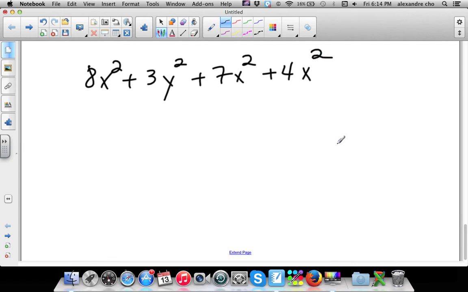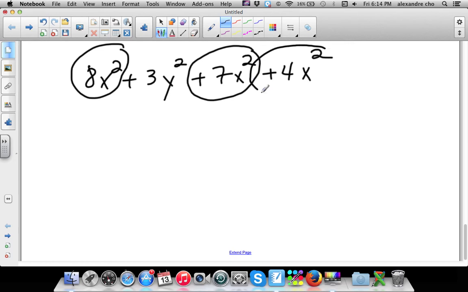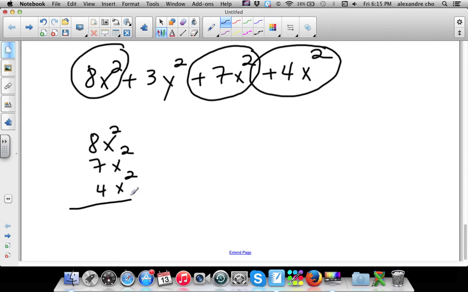Okay, so like terms. There's an x squared here. This is also an x squared, and now I'm including the sign. And this is also an x squared, and I'm also including the sign. So we have three terms that are like. You have 8x squared, which you're adding to 7x squared, and which you're adding to 4x squared. If you add these three terms up, you get x squared. 8 plus 7 is 15, plus 4 is 19, so you get 19.